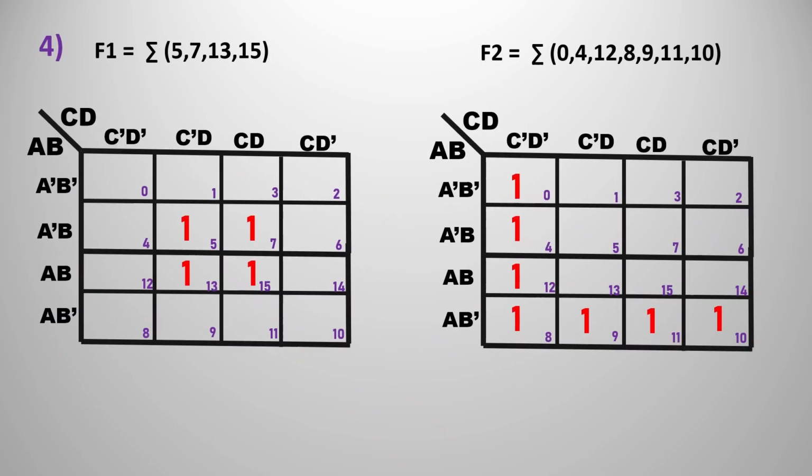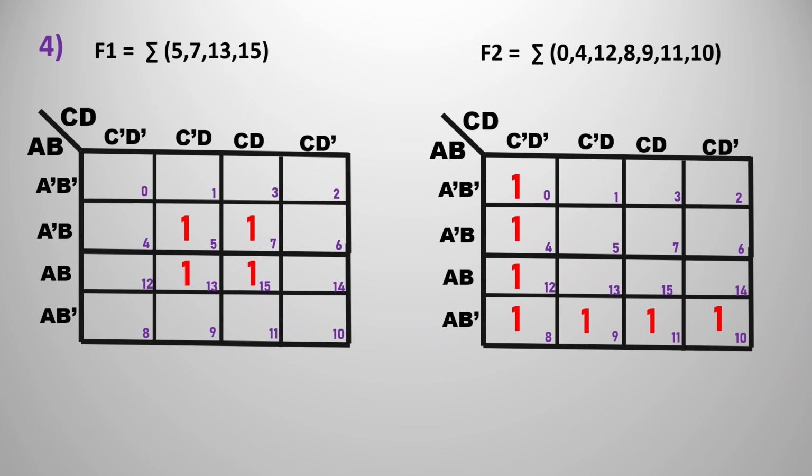I hope you are understanding how to make groups, how to take the final output expression, and how to write expressions by taking rows and columns. From now onwards we are going to do two problems at a time. Consider the fourth problem, where we have to fill the 5, 7, 13, 15th positions. After filling that, you can see it looks like a square.